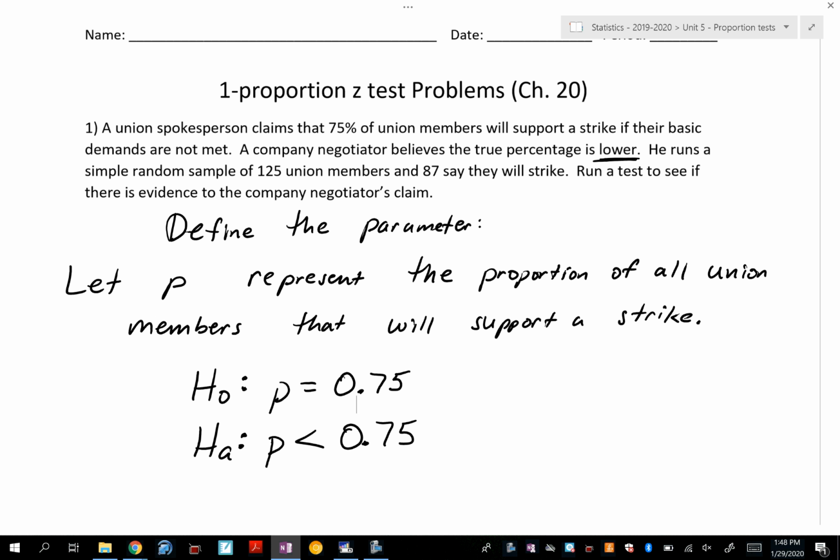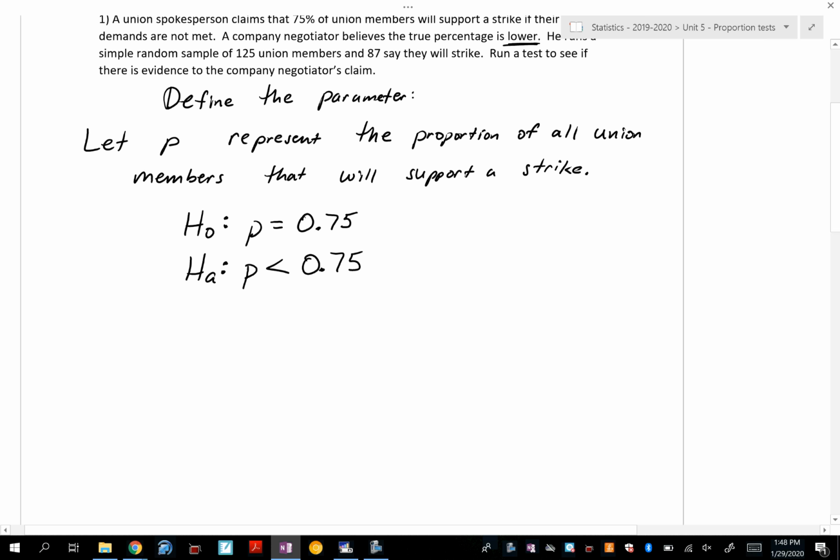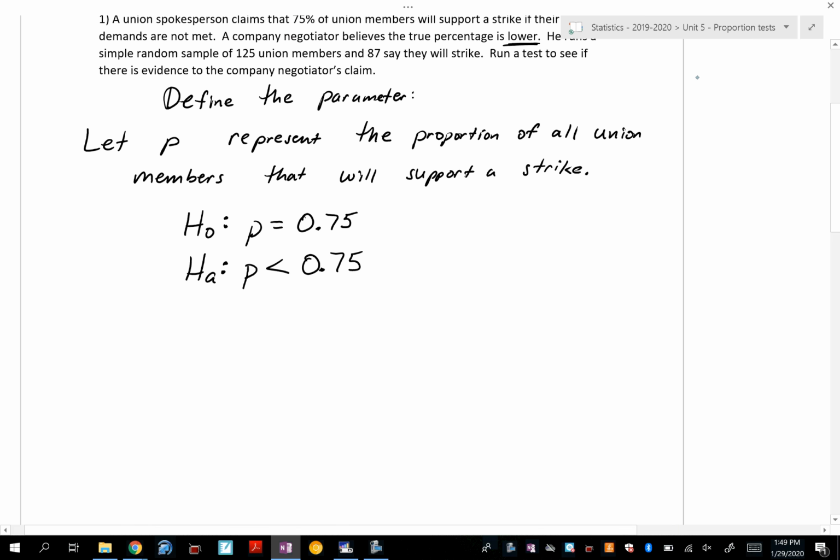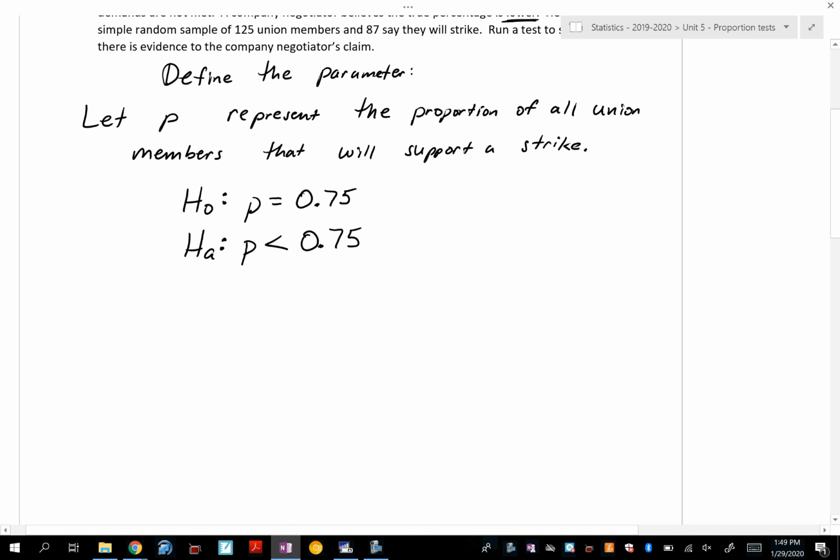Okay, so let's do the mechanics. I'm going to skip that, Jarvis. So you would have to do that. I'm going to make you do that because that's one perk of being the teacher. You've got to do that. I so don't have to do that.